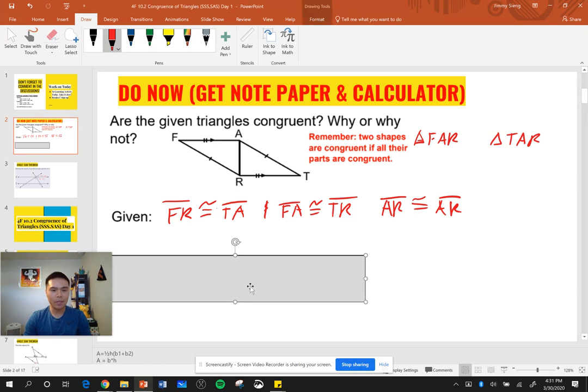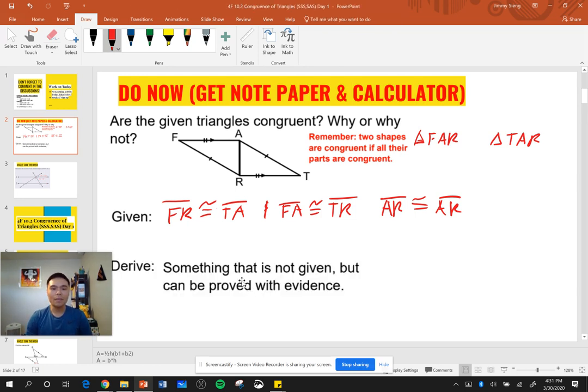The only way to really know that is when we're deriving, we need something that is not given but can be proved by evidence, okay? We call these postulates and theorems. We'll come up with these in a bit. But before we get there, we have to build up to it, okay? But this is a good warm-up for us.